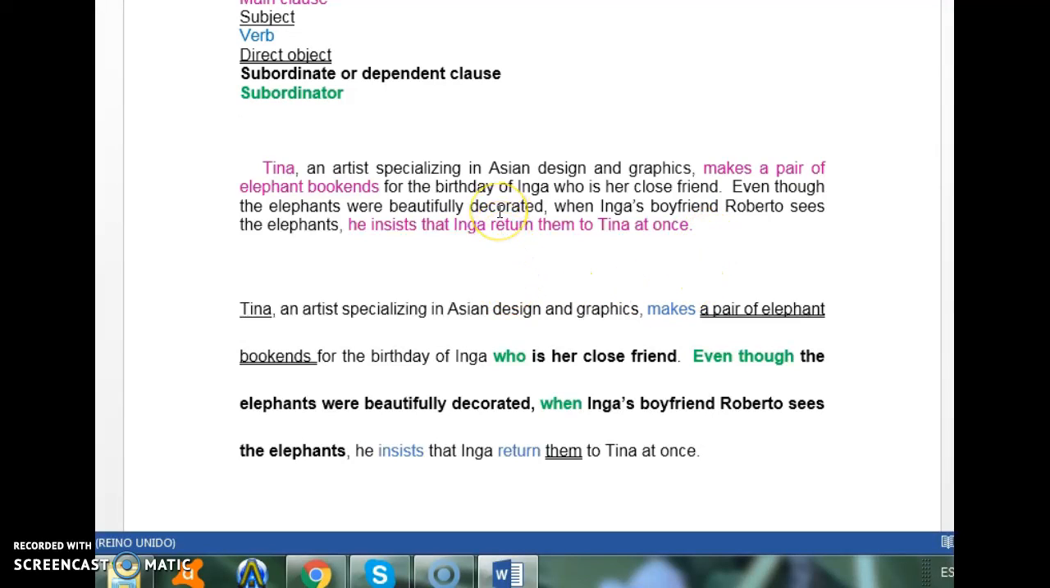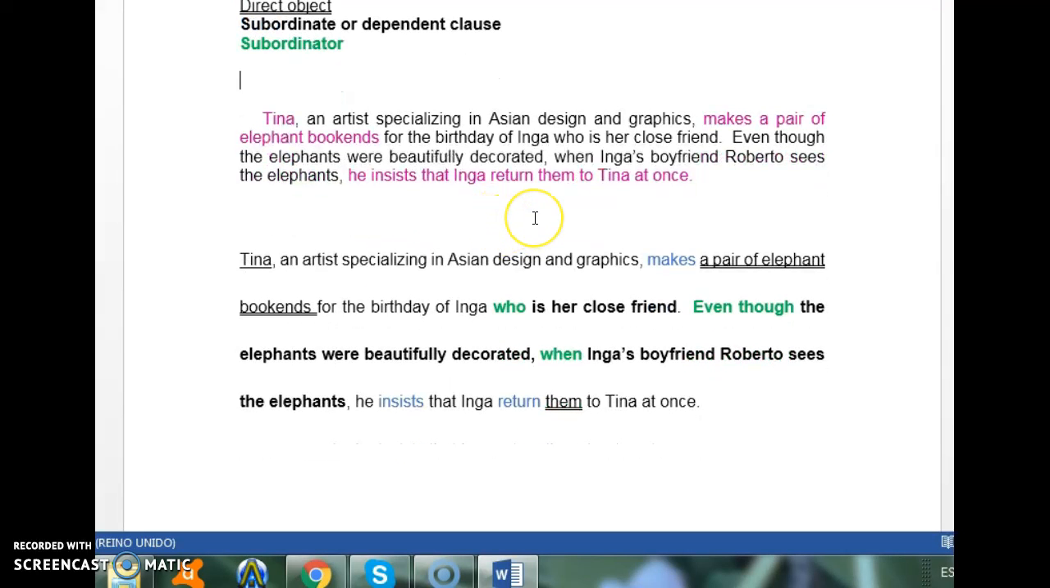Okay, the sentences that you have in pink are the main clauses in this sentence. Yes, you have Tina makes a pair of elephant bookends. He insists that Inga return them to Tina at once. Of course, if we don't have the whole context of who he is, we don't know that he is the boyfriend. But anyway, we know that he insists, whoever he is, that Inga return them to Tina at once. These are the main clauses in this sentence. Yes? Then afterwards you have to see which are the subordinated, or if you have something else.